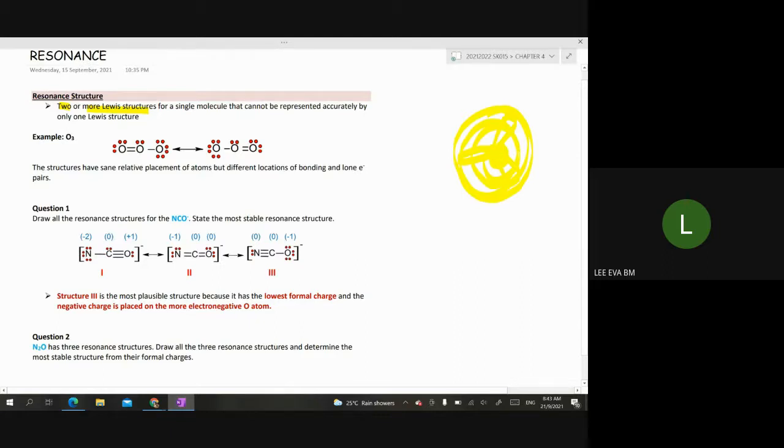This is resonance. Kalau awak nampak separately, dia adalah Lewis structure yang berasingan. Tapi sebenarnya resonance ini dengan formula yang sama, mereka sebenarnya represent satu molekul sahaja. Cuma arrangement elektron berbeza. Okay, so two or more Lewis structures represent one single molecule.